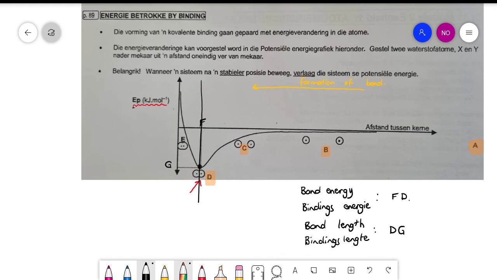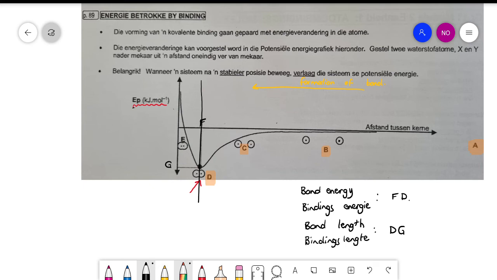Okay. Then at D, they meet, they marry, they're happy. In other words, they are now at their most stable state. Hulle orbitale, hulle het nou so naby aan mekaar gekom, dat hulle orbitale oorvleuel, die elektrone kan nou beweeg, hulle is op hulle heel gelukkigste, met ander woorde, die binding vorm. So at that point, where it forms the H2, we can go and read off the bonding length, and we can go and read off the bonding energy, because that is the bond that formed.